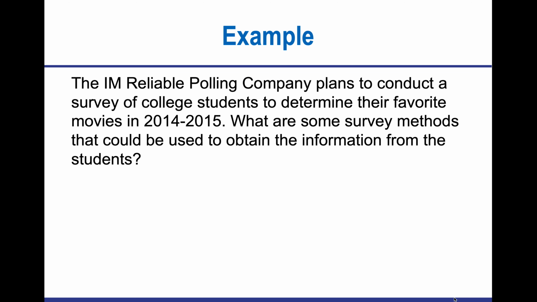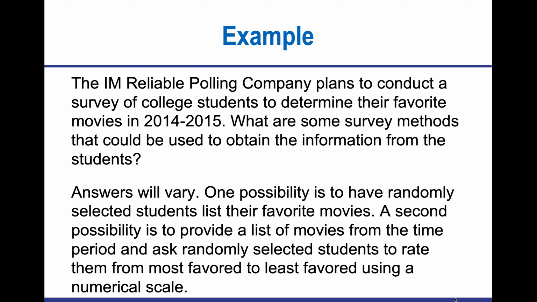Here's an example. The I Am Reliable polling company plans to conduct a survey of college students to determine their favorite movies. What are some survey methods that could be used to obtain the information from the students? Well, you're going to get a lot of different answers. One possibility might be to randomly select students. We always want to randomly select things whenever it's possible because that gives us the best representative group of people. But maybe that's not possible for us.